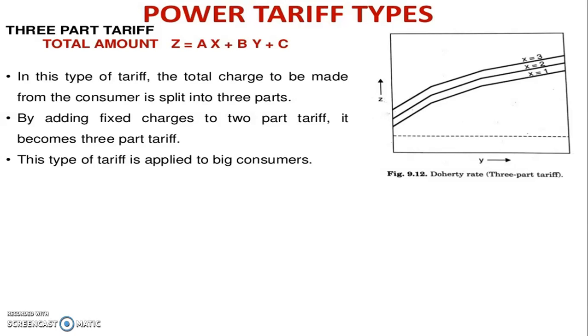And the last tariff type is three-part tariff. Here the total amount is calculated by Z is equal to AX plus BY plus C. In this type of tariff, the total charge to be made from the consumer is split into three parts. By adding fixed charge to two-part tariff, it became three-part tariff. This type of tariff is applied to big consumers.